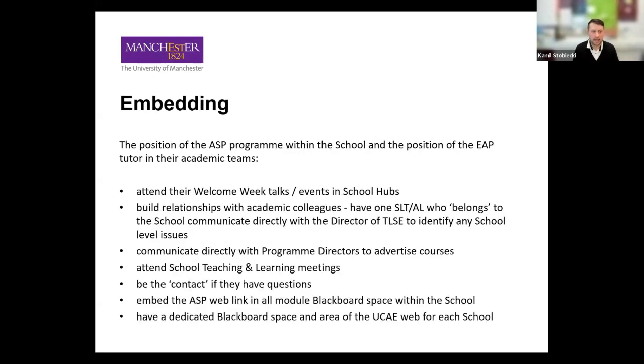In terms of embedding, we are trying to position ourselves within the school and have a prominent place. We put a lot of effort into having our own folders and links on all of the virtual learning environments, all of the Blackboard sites. We try to be in touch with academics when they have questions, and attend various meetings and task groups to listen about the needs of the students and what the academics would like us to develop, what kinds of tasks and assessments the students take part in.